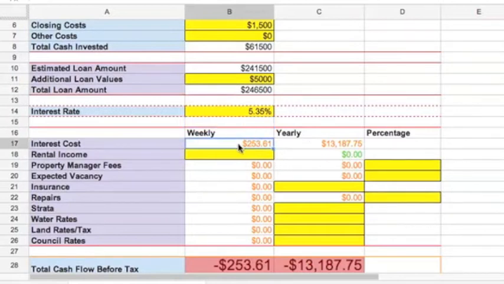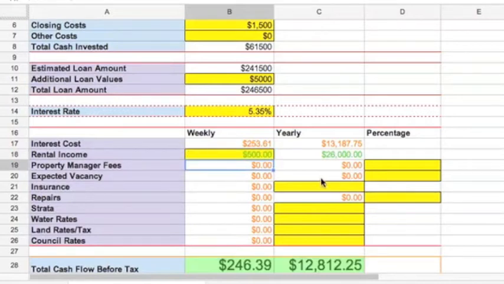So our weekly interest cost on this interest rate on this size loan will be $253.61 per week. Now, this calculator only does interest. We don't have the ability to do principal and interest loan at this stage, and yearly will be just over $13,000. Now we can put in our rental income. Again, we're just filling in the yellow boxes. So let's say we're going to get $500 per week for this property.